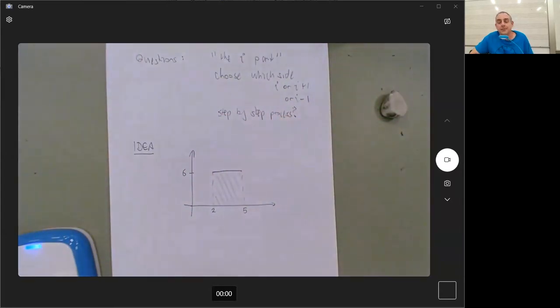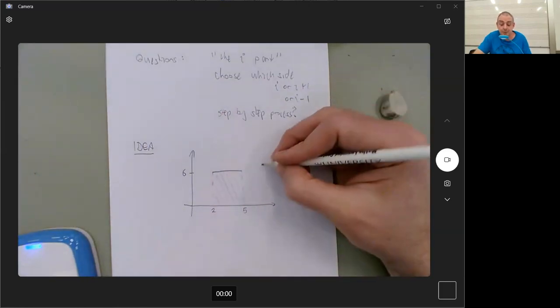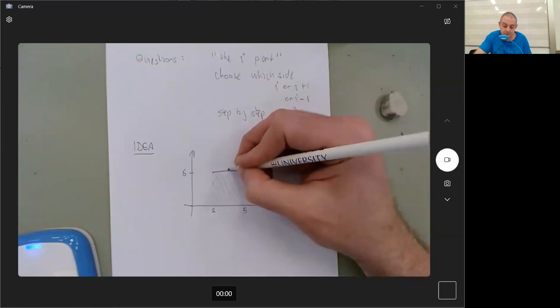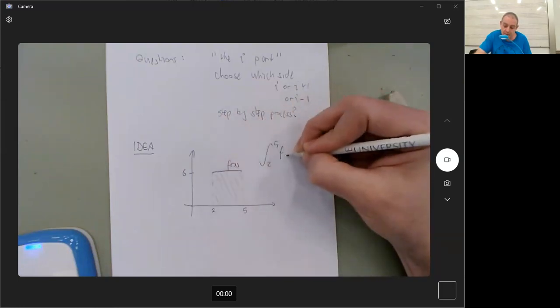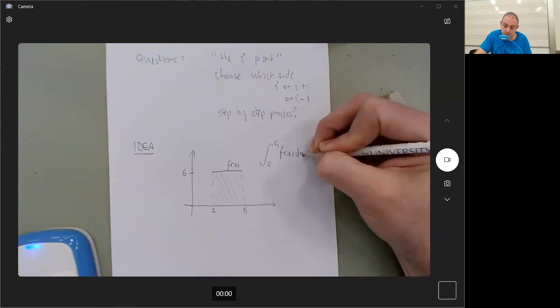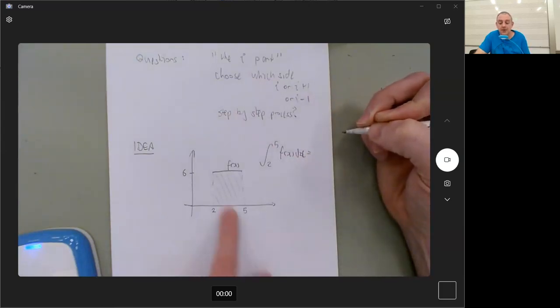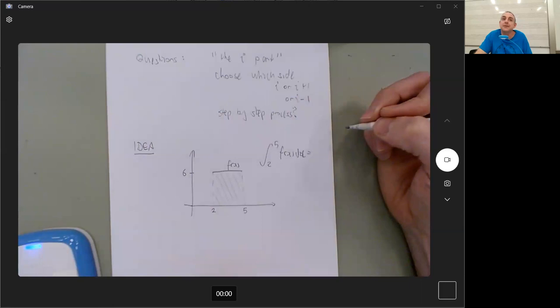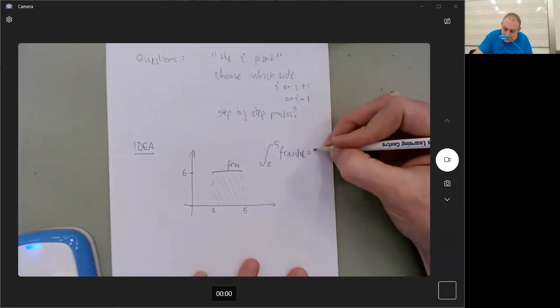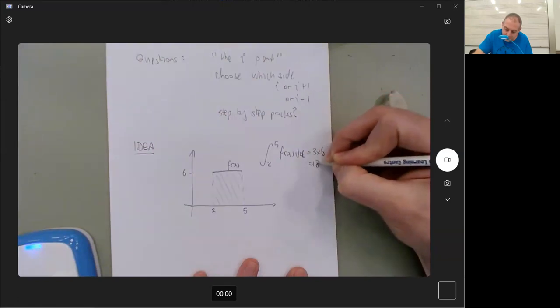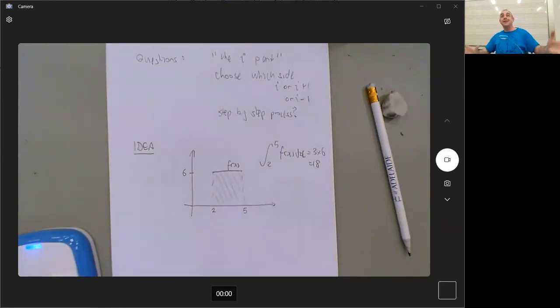The idea is this. The area, the integral of this function, f of x, from 2 to 5, is 3 times 6, 18. It's a rectangle. That's great. So we've got 3 times 6 is 18. That is the first idea, that I can calculate the areas of rectangles.